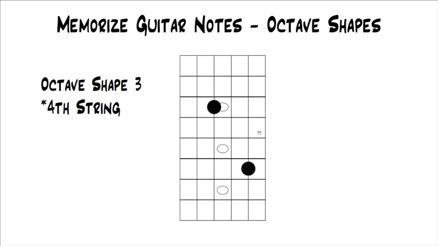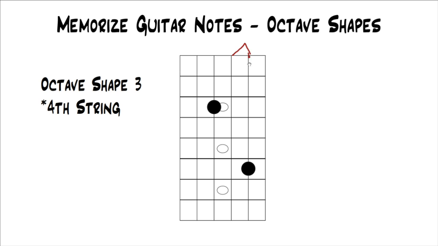Octave shape 3 changes up a little bit, which I'll explain in just a second. So now we're going up towards the body of the guitar 3 frets and still down towards the floor 2 strings. So 1, 2, 3 frets and then 1, 2 strings. That's an octave apart. And the reason that this shape is different, the reason you're going up 3 frets now instead of 2, is from what I mentioned in an earlier lesson about how the guitar was tuned, and how it was tuned between these 2 strings was different than all the other string sets.